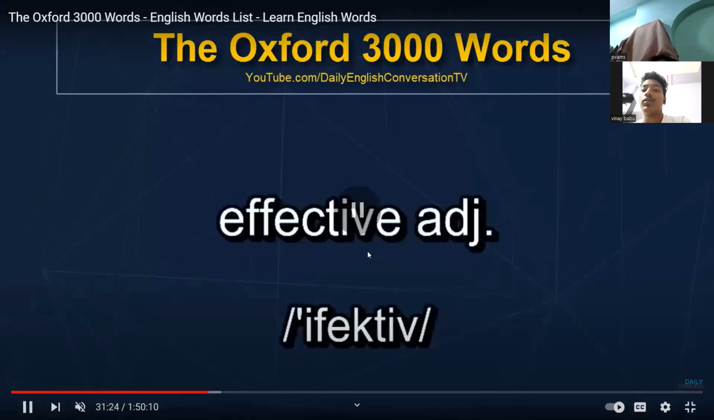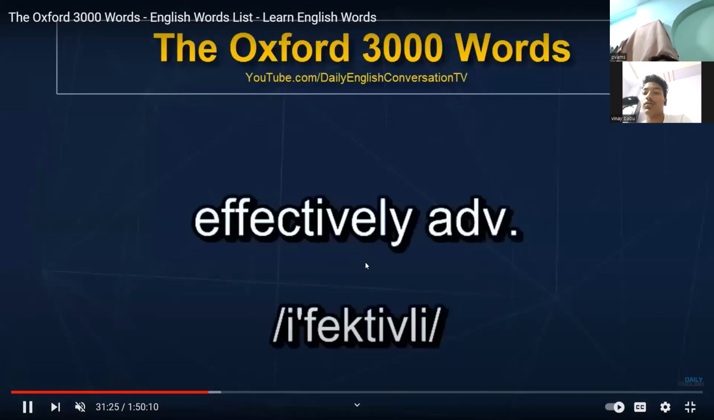Effect. Effective. What is the ADJ here? Adjective. And Vinay, I thought you are writing everything effective, easy, adjective column number seven. Yes, sir. Adjective. Effectively. What is ADV? Adverb. Adverb, column number eight.